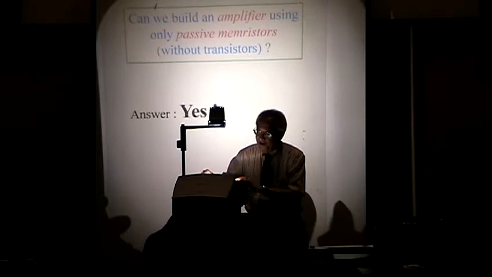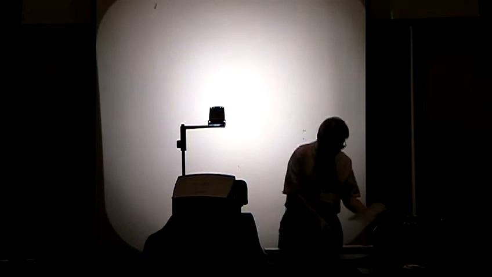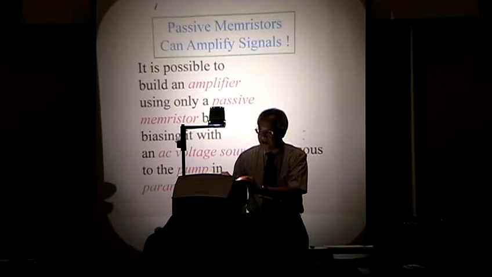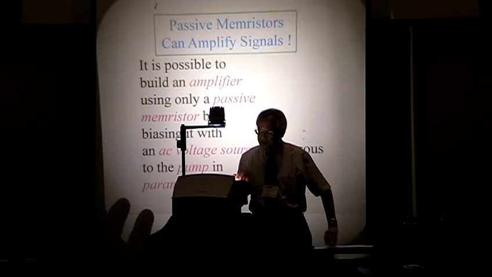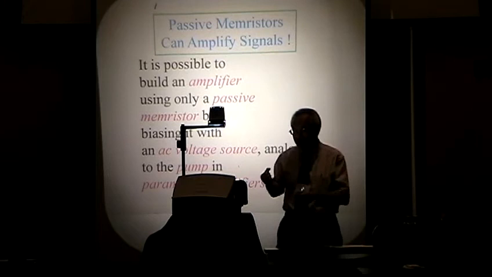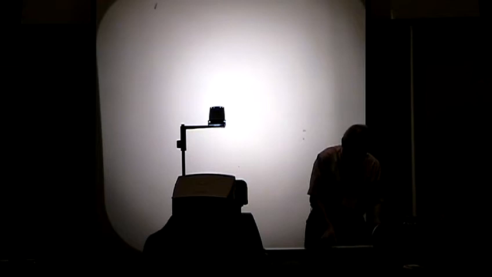And the question is, can you make an amplifier with only passive memristors? And this is not obvious. The answer is yes. In fact, you can. So passive memristors can amplify signals. It is possible to build an amplifier using only a passive memristor by biasing it with an AC voltage, analogous to a pump. So it's like a parametric amplifier. You have to pump it, but you can actually make an amplifier out of that. Now, the next question is possible.